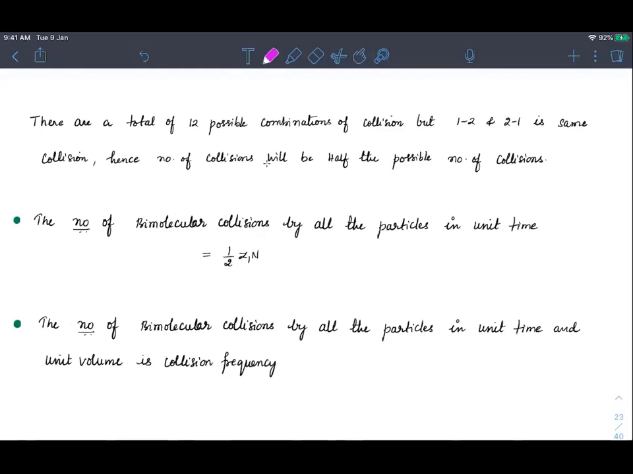See, each molecule is giving how many collisions, beta? Z1. And like that, how many number of particles are there? N number of particles. Can I say these are the total number of collisions? इसमें total possible collisions में से सिर्फ half of them are the actual collisions. So if I divide that by 2, that is what I will get as total number of bimolecular collisions.